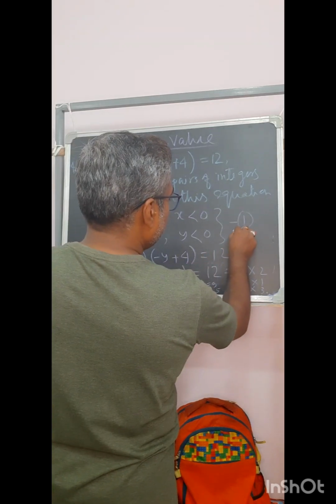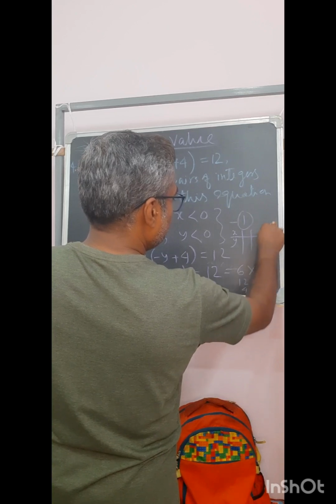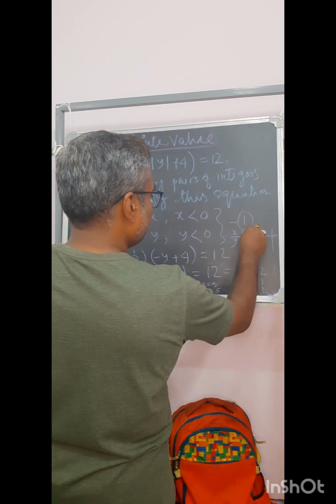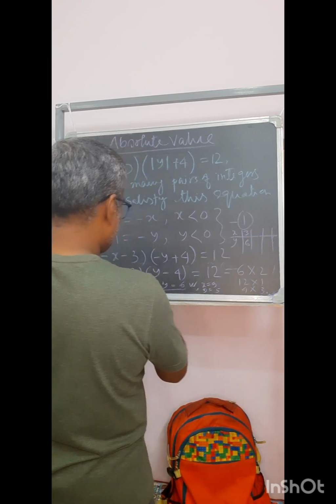So what I get, x and y, I am writing like that. So there may be the possibilities to get these factors. X is equal to 3, y is equal to 6. Any other possibilities if I get?